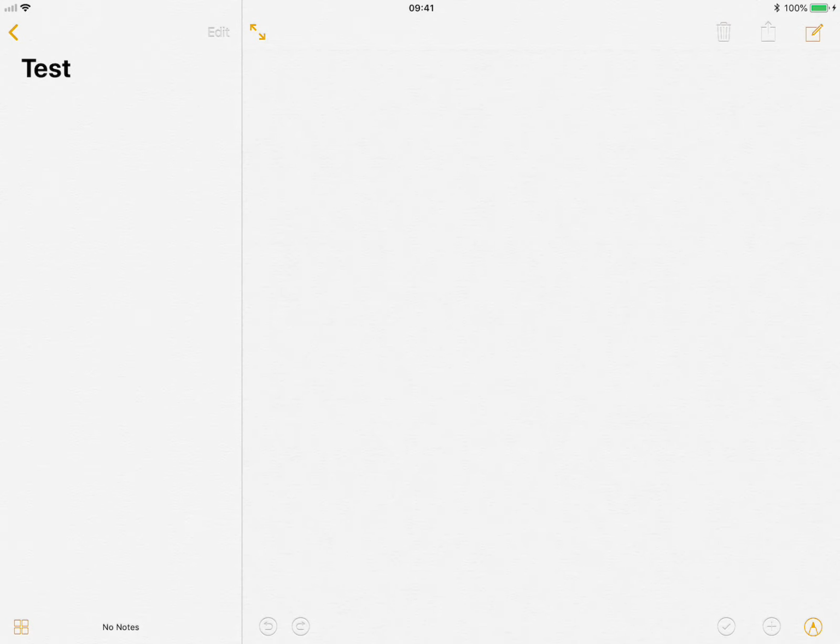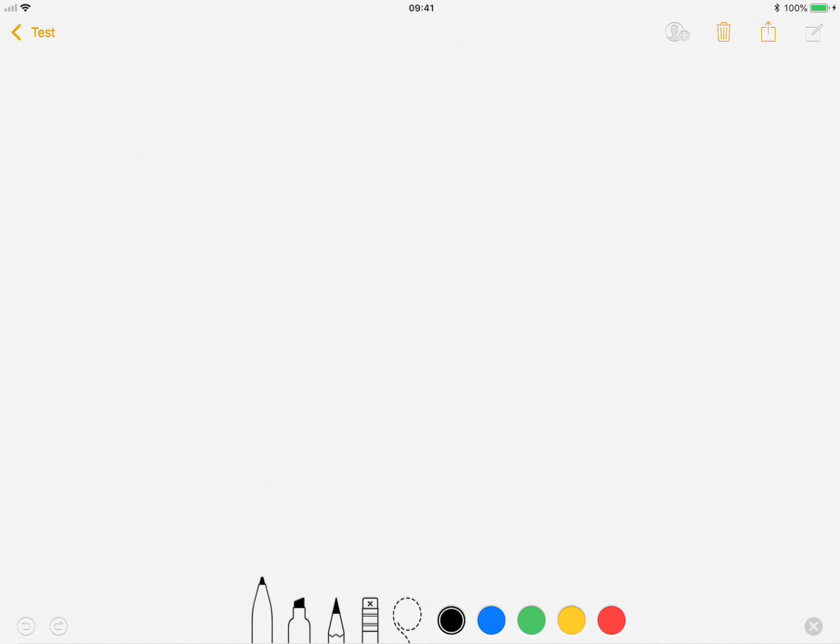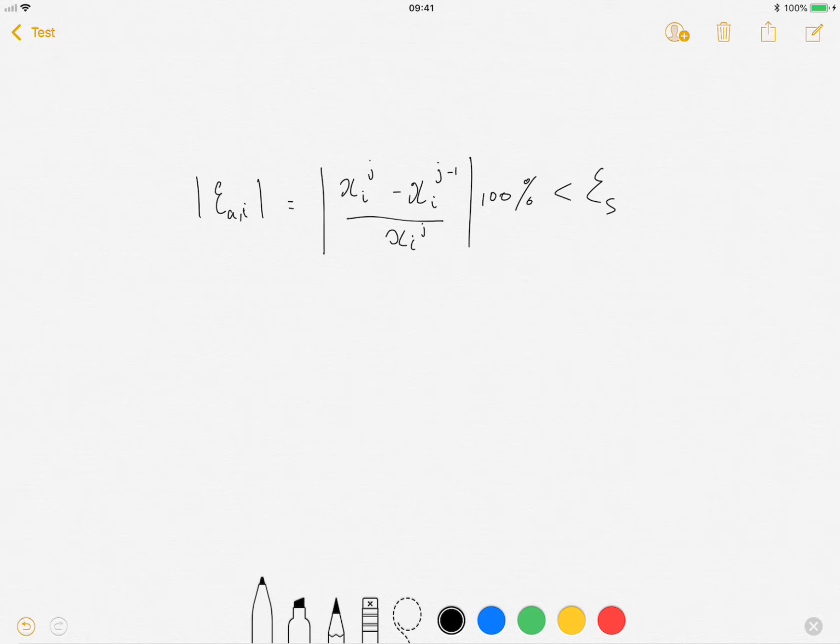And what do I mean by convergence? Well, we've seen this before. We want to make sure that the magnitude of our errors is really just the difference between our current estimate and the estimates from the previous iteration, divided by xij. This is obviously multiplied by 100 to get a percent, and this is less than our tolerance. We call that epsilon s.